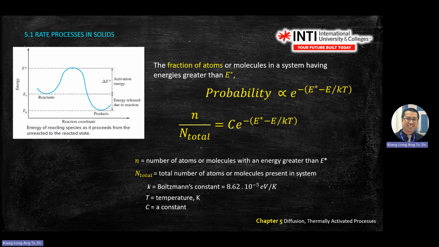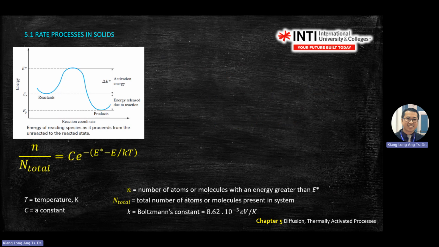This one uses the Avogadro number: we calculate how many moles, then multiply by the Avogadro number, and you get N total. The Boltzmann constant here is in eV per Kelvin, while just now it was in joules, so it depends on the parameter you use. Just want to highlight that temperature is in Kelvin, not Celsius. n divided by capital N total equals C, where C is a constant value determined by experiment.